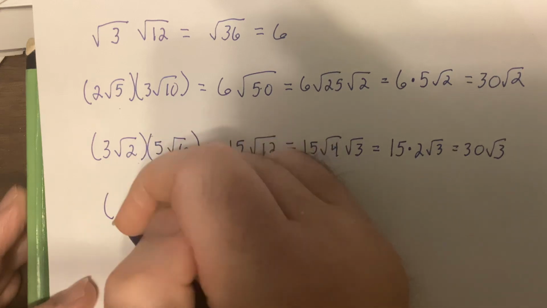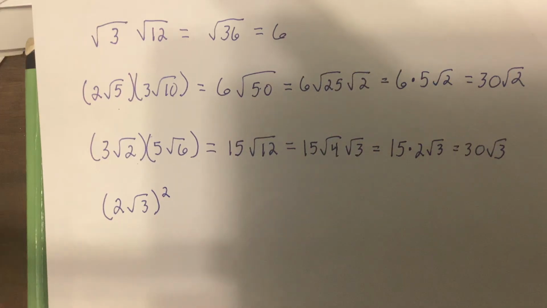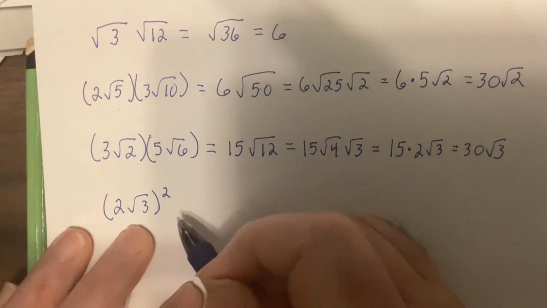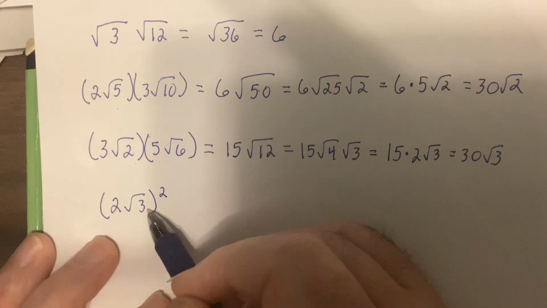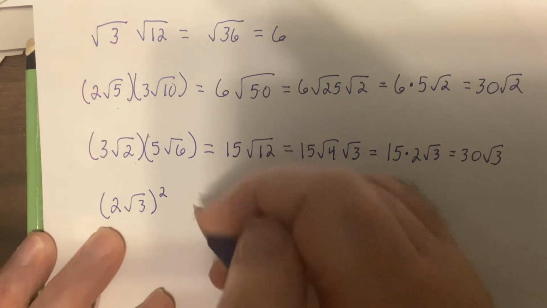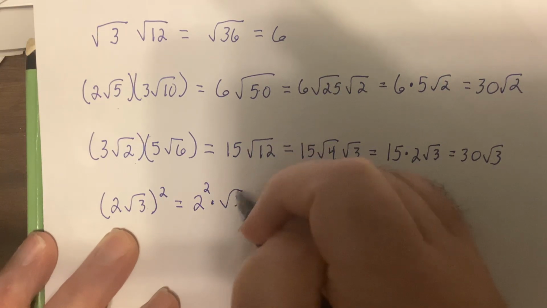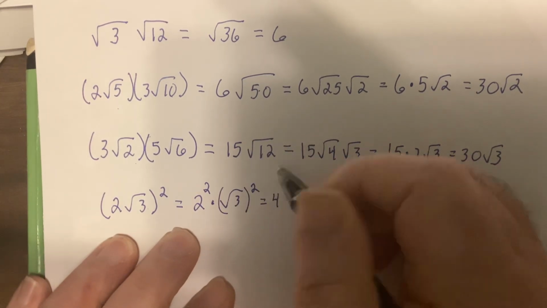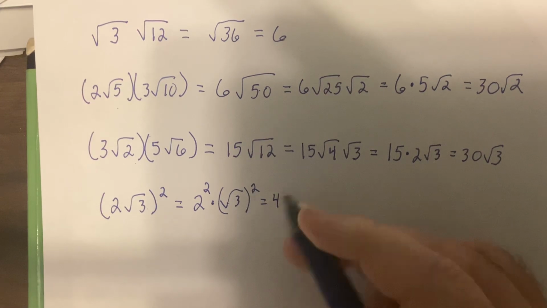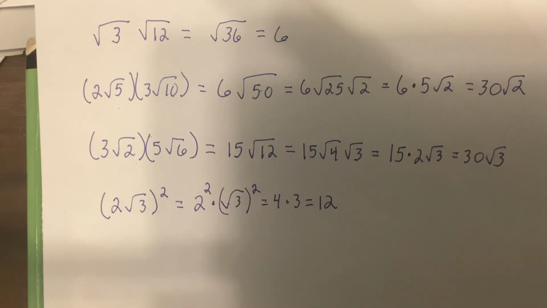Now I can expand this a little bit more. What if I had 2 square root of 3 and those things being squared? Now there's 2 ways to look at this. I could use the product rule of law of exponents. If a product is raised to a power, I raise both terms to that power. So it'd be 2 squared times square root of 3 squared. 2 squared is 4. Square cancels out, so you just get 3. 4 times 3 is 12.